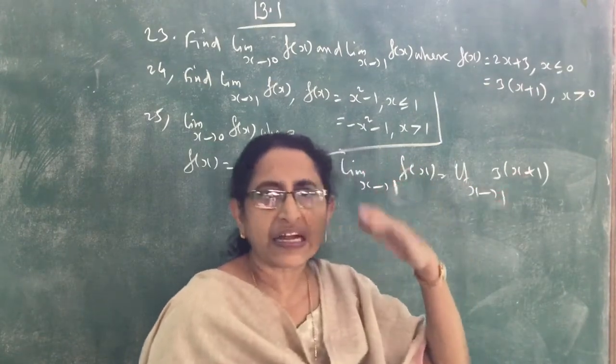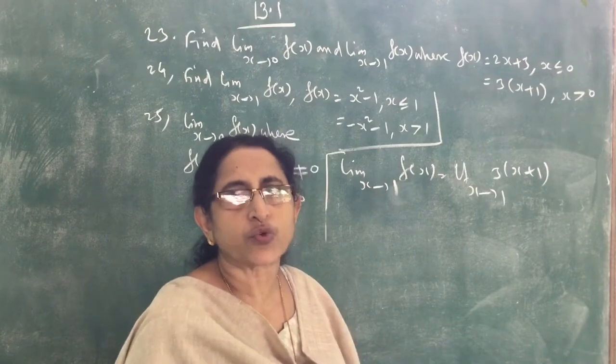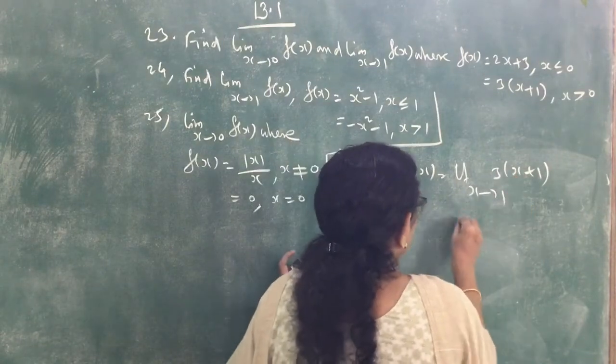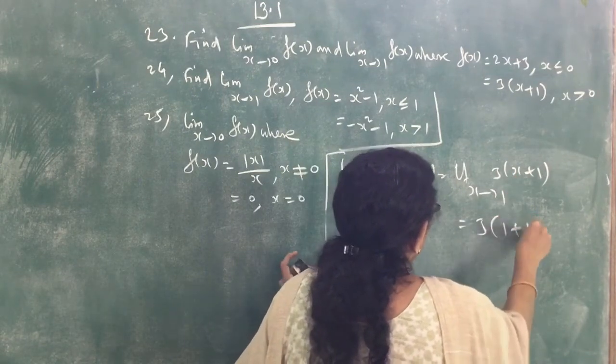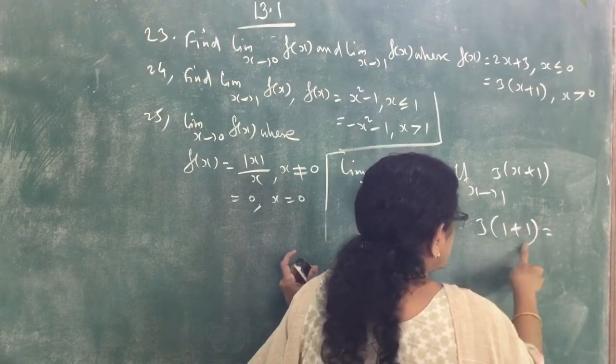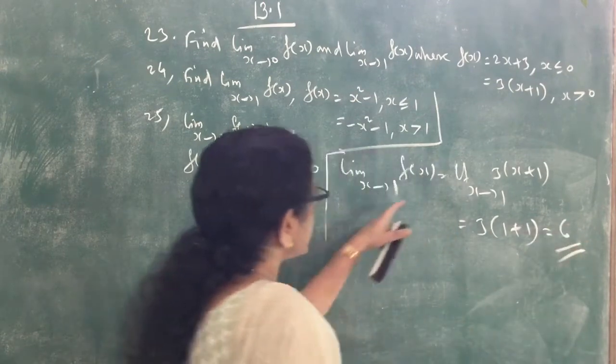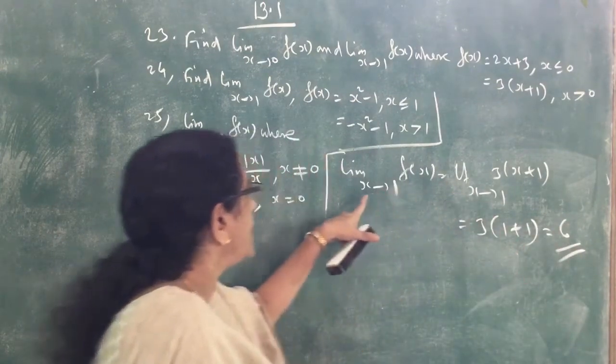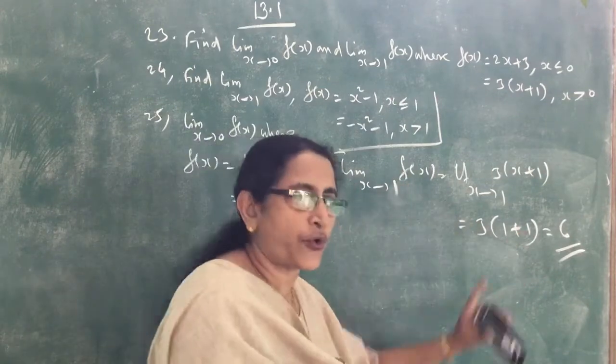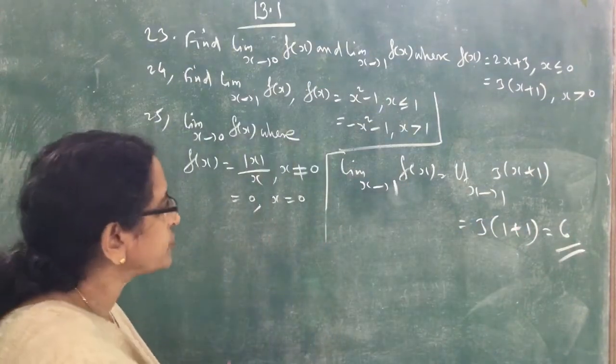What is the method of evaluation of a limit? We substitute. So put x equal to 1. So we get 3 into 1 plus 1, that is equal to 3 into 2, which is 6. So the limit as x tends to 1 of f of x is equal to 6.